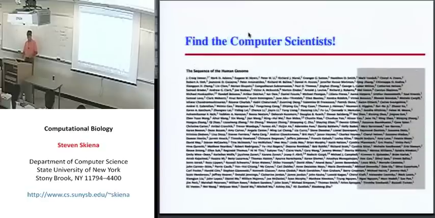To prove that, I would like to show you this. This is a list of all the authors on the paper that announced the sequencing of the human genome. This is the author list of one of the most famous papers in scientific history, called the Sequence of the Human Genome. As you can see, this was a big project that involved 200 authors. Where are the computer scientists? Can anybody see any computer scientists? Yeah. Where?